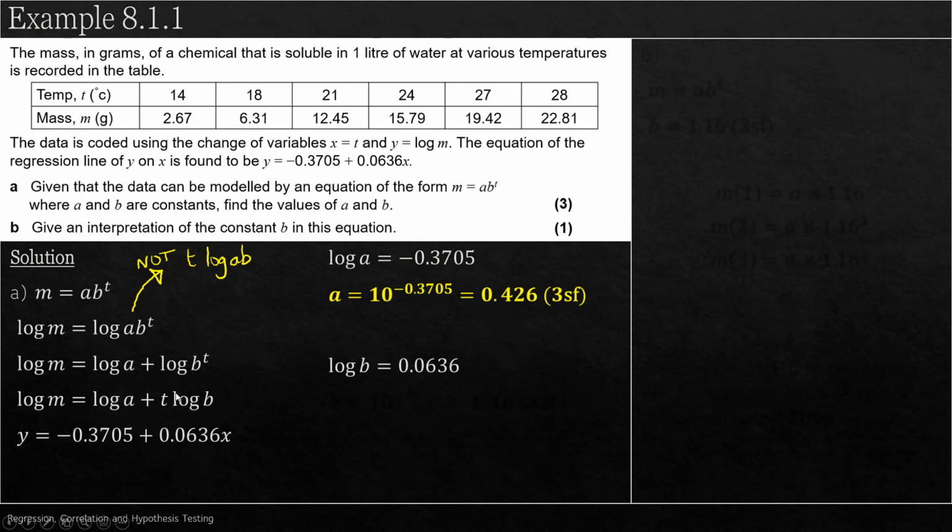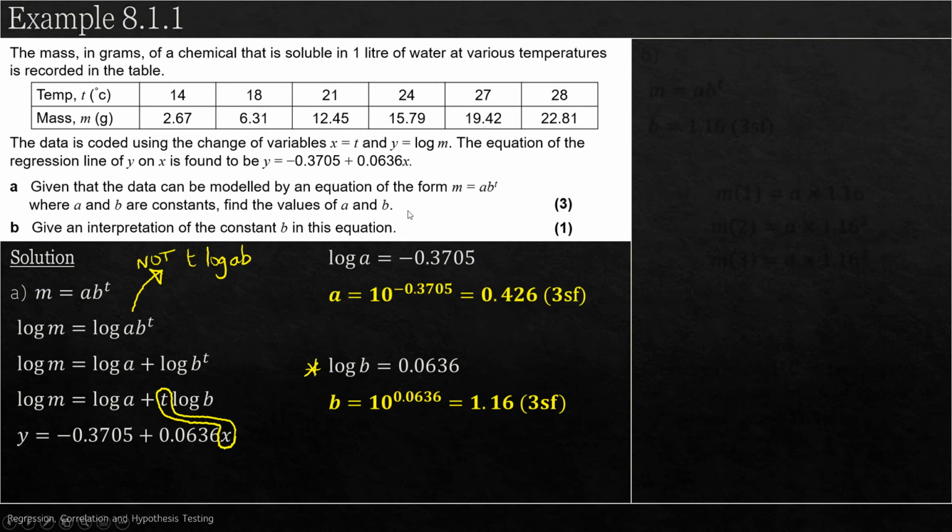Again, by comparing, remember x replaced t. So x and t are pretty much the same thing here, which means that 0.0636 must be the same as log b. That's where I get this from. 0.0636 is the same as log b. By solving for b, b is 10 to the power 0.0636, so that's 1.16 to 3 sig fig. That's part A. Find the values of a and b.